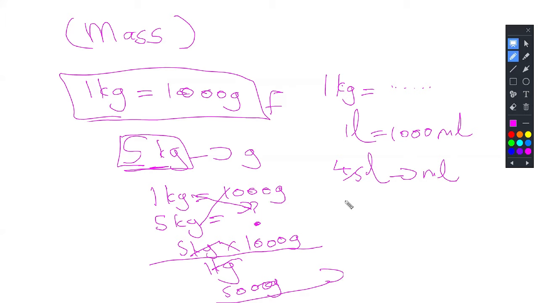You write your formula as given by your question paper. It's 1 liter is equals to 1000 milliliters, like that. This is your formula. You get a mark for writing this thing. And then from there, you check which unit of measurement you are given. You are given liters. You cannot put them under milliliters. You have to put them where they belong, which is under liters. So we are going to say 4.5 liters is equals to the question mark that we do not know.